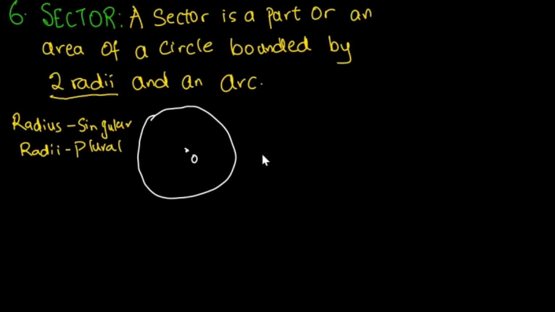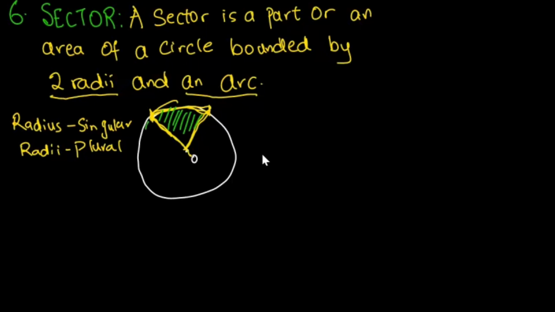So it is formed by 2 radii and then an arc. So remember that an arc is simply a part of a circumference. So an arc can be from here to here. So let's take from here to here as an arc. So an arc, then a radius and another radius. So these 2 radii and this arc form a sector. So this area within is a sector.